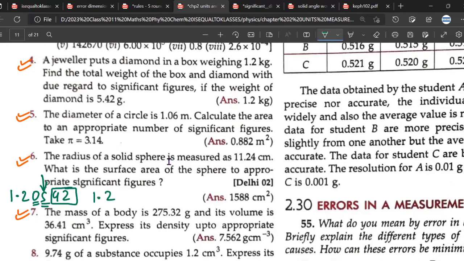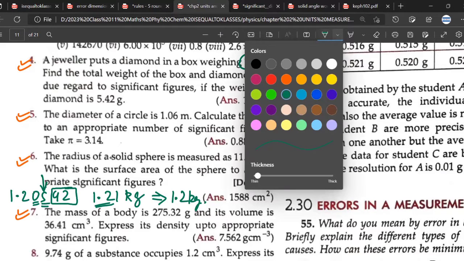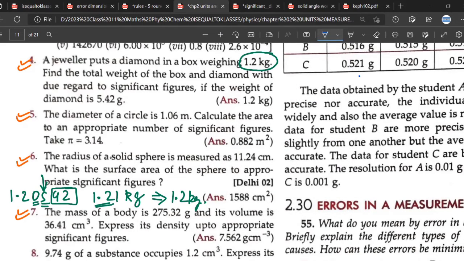So that is why my final answer would be 1.21 kg. This is the rounding off, but I just remember that there are only two significant digits. So then I can round off this also, and my final answer should actually be 1.2 kg. Is it making sense? Basically, I just complicated the things when complication was not required. This is the final answer. 1.2 is the final answer. Is it making sense? Skip kar de.